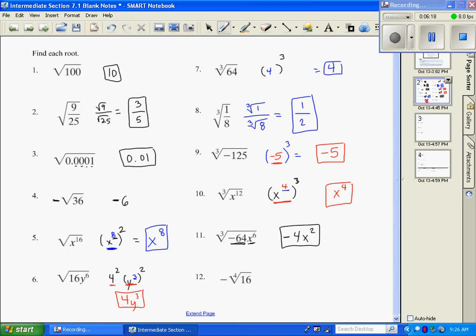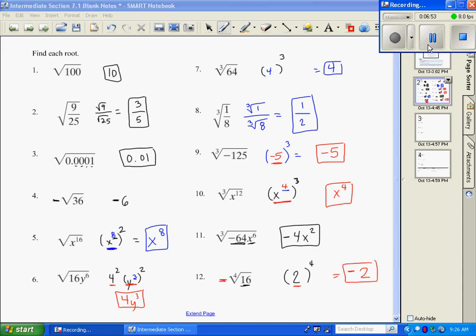Number 12, now we're talking about 4th power. Since my index changed, I need to know what to the 4th power equals 16. Remember we're going to multiply it 4 times, so something times something times something times something, the same number is going to equal 16, and we have to figure out what that is. So when we figure out 2, our answer is 2. Now this negative that's sitting out front just gets carried over in front of the answer. So our overall solution is negative 2.